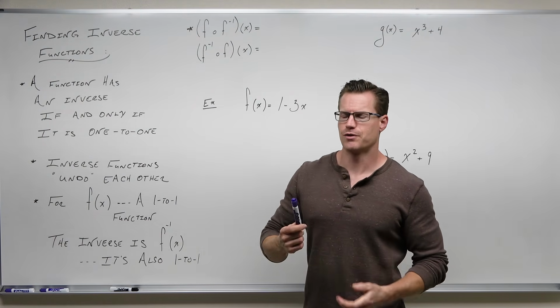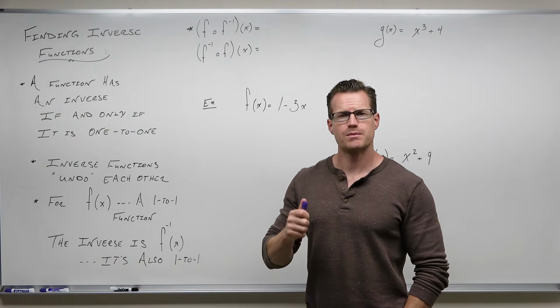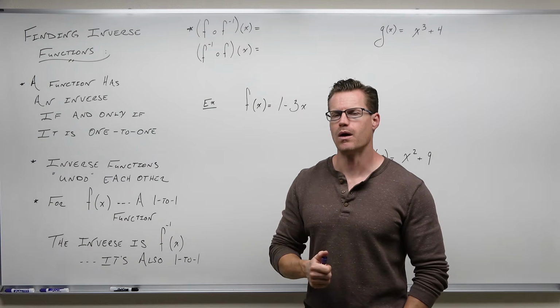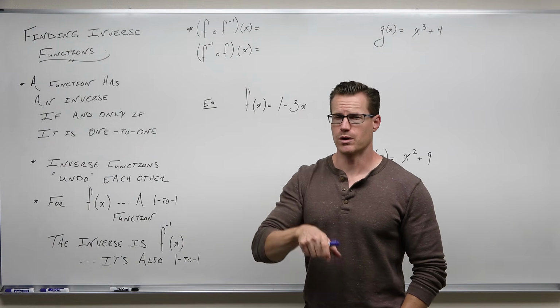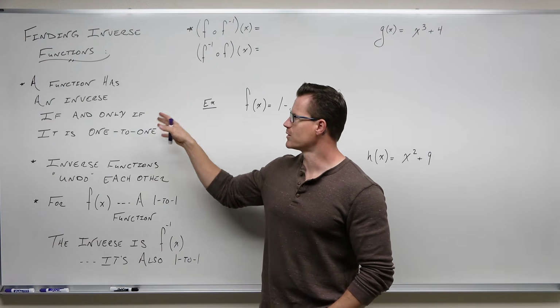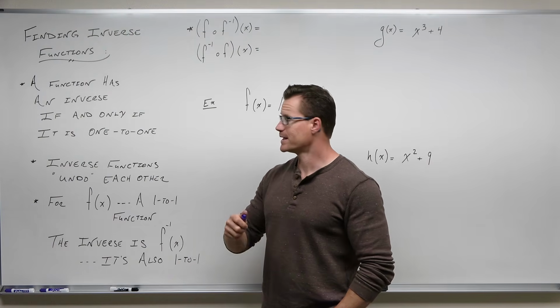So let's talk about inverses, where they come from. What an inverse comes from is something called a one-to-one function that we talked about in the last video. So here's something you need to know. If a function has an inverse, it's going to be one-to-one. And if a function is one-to-one, it's going to have an inverse. And that is exactly what this first statement says. A function has an inverse if and only if it is one-to-one.